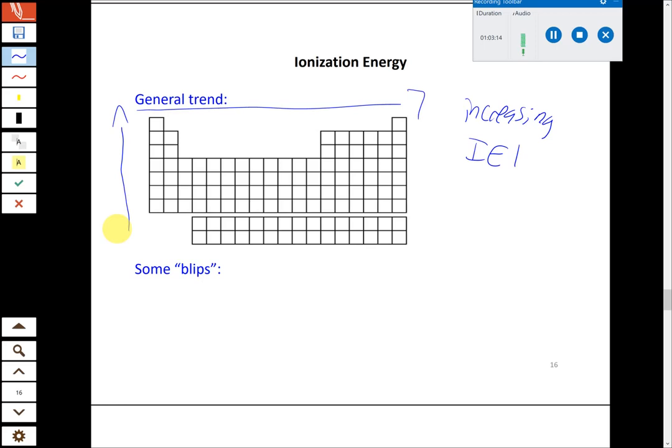So what happens is that if we're in Group 2 and Group 5, the ionization energy is abnormally large, and the trend breaks down a little bit.